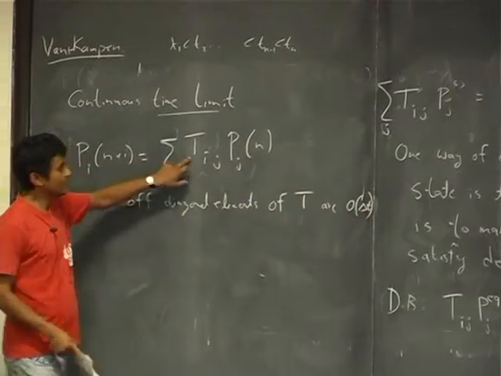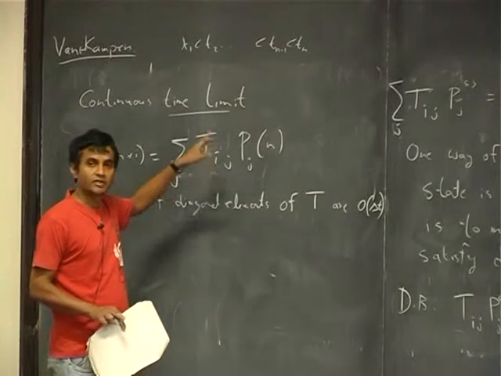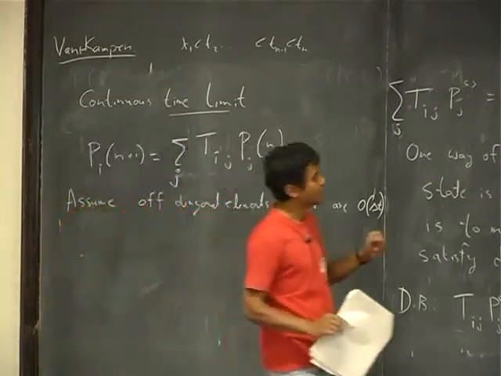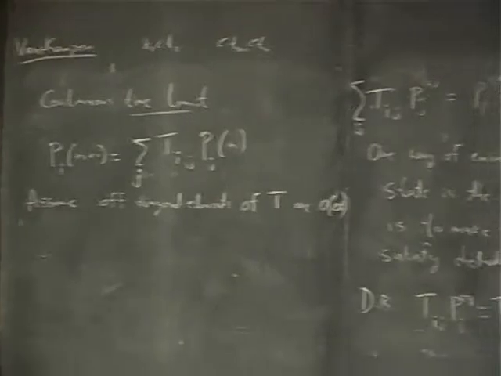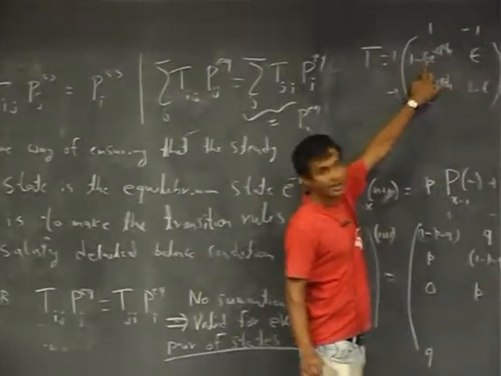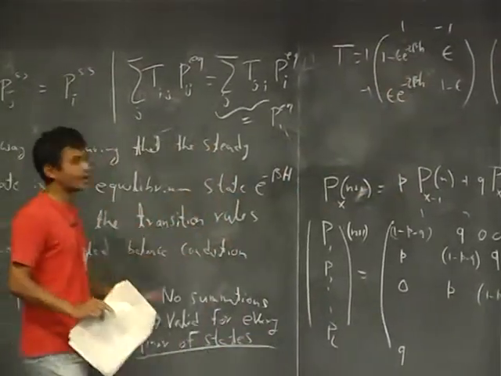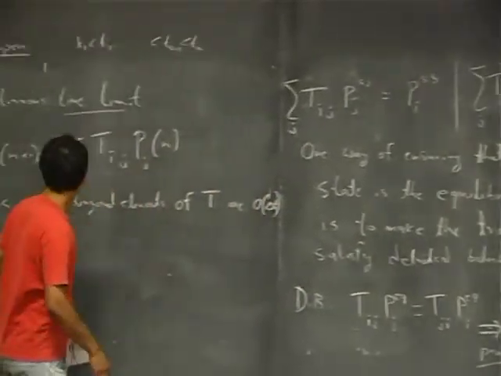And the diagonals are not order delta t, because we know that the total sum is 1, right? So this can't also be order delta t. So this has to be 1 minus something which is order delta t. So all the diagonals are 1 minus order delta t.